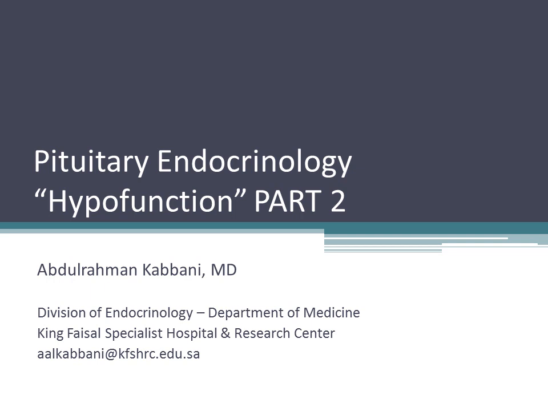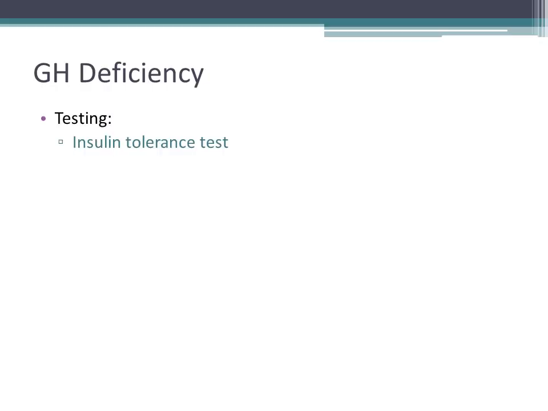This is part 2, and we start from where we stopped the last time. We were talking about growth hormone deficiency, and the gold standard to test growth hormone deficiency is to use the insulin tolerance test.